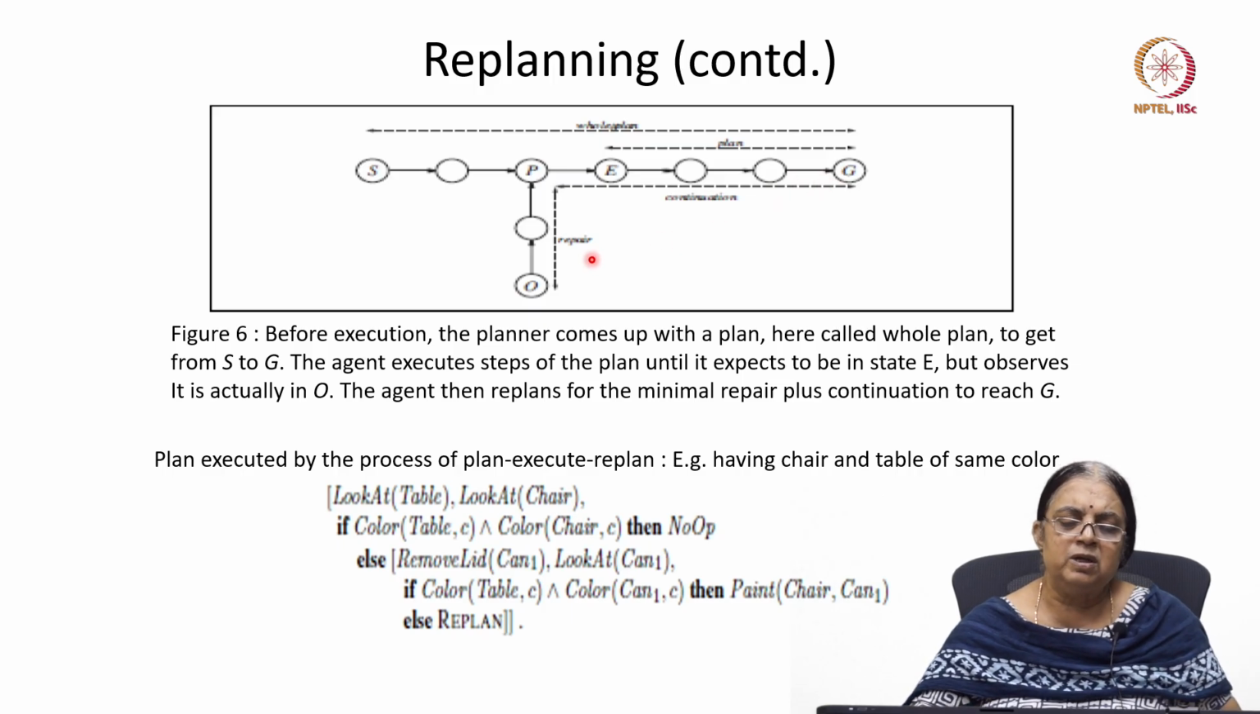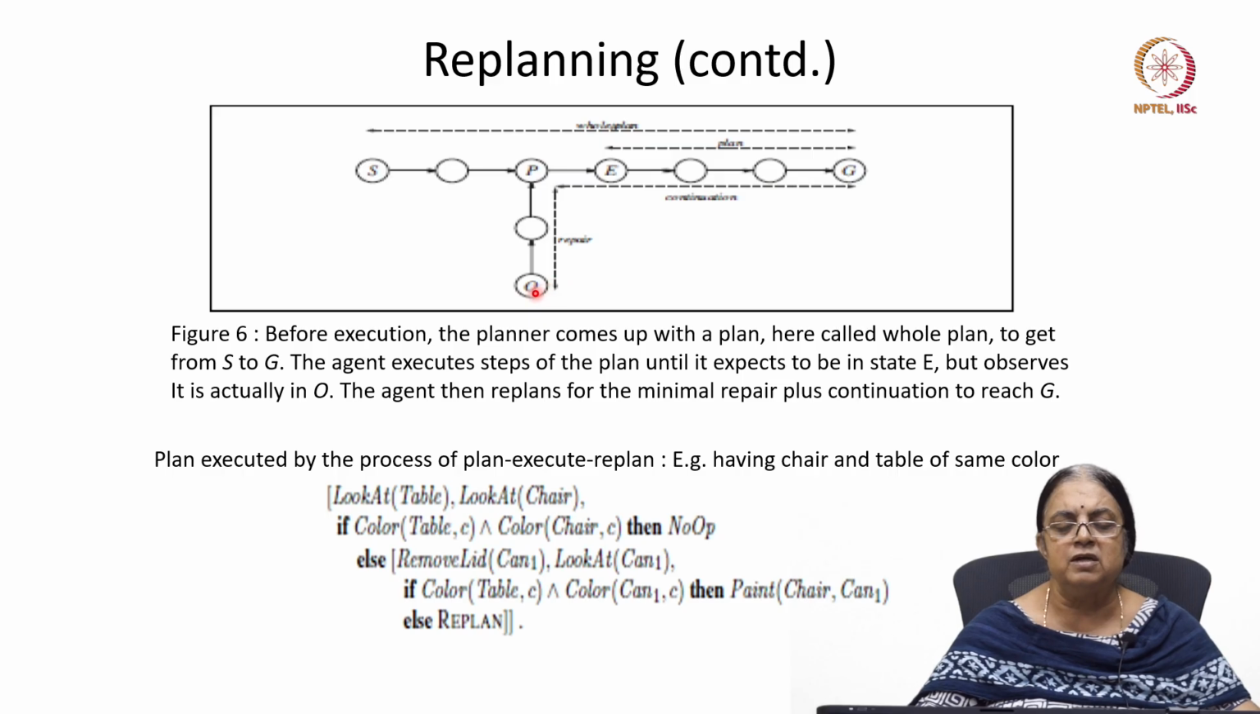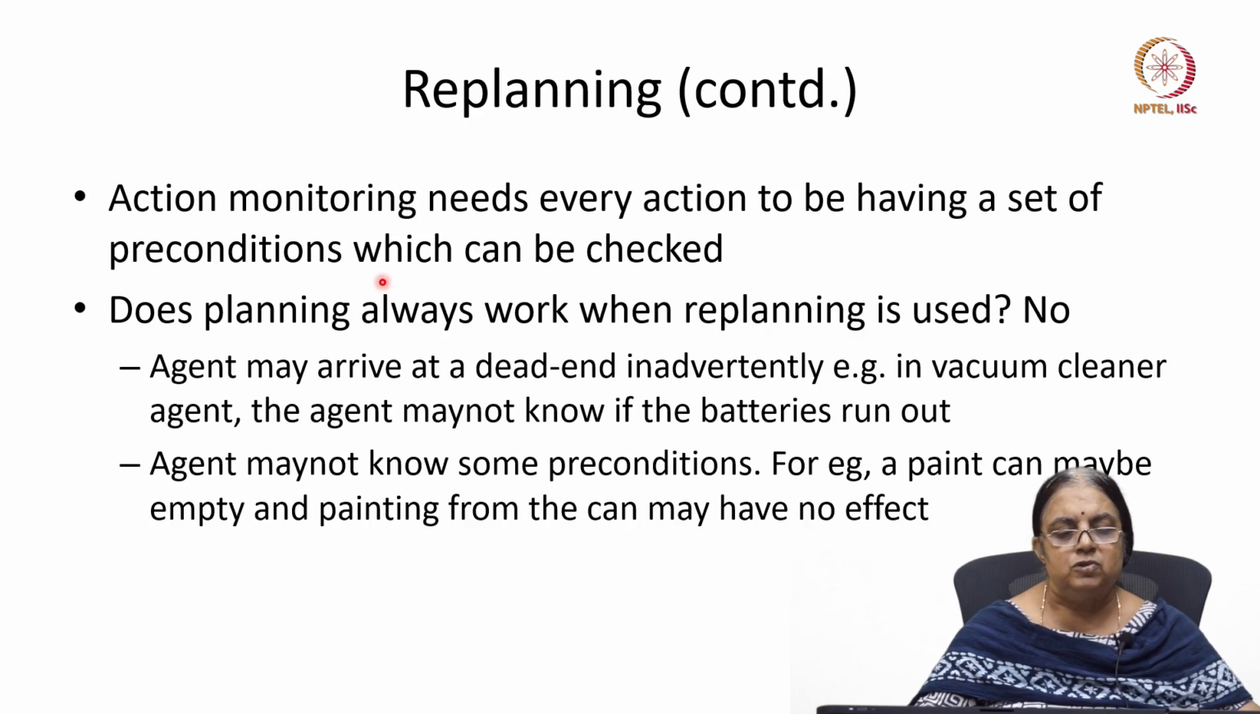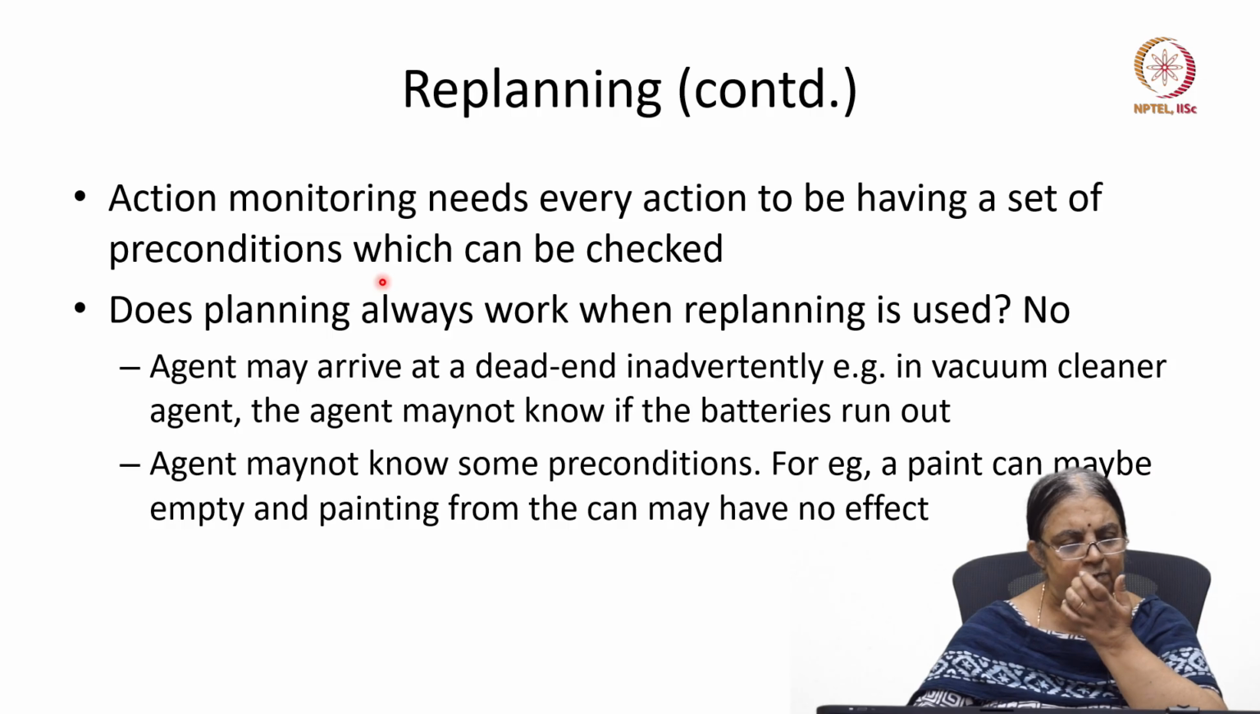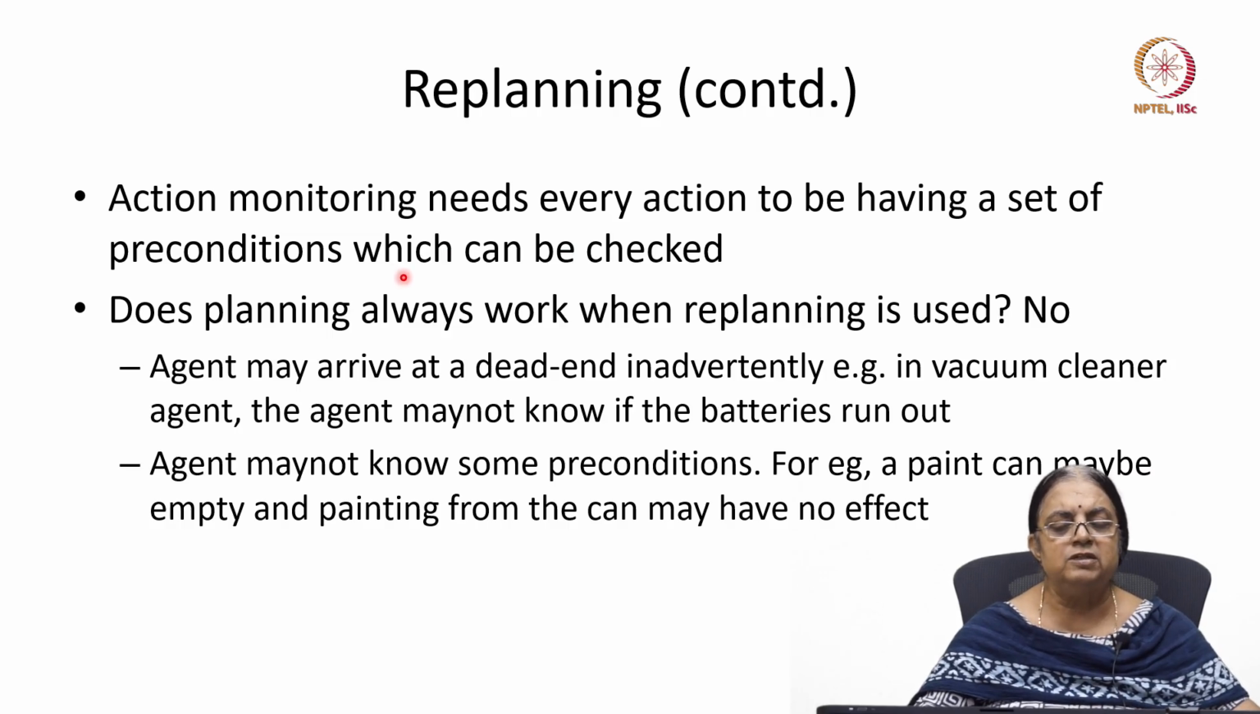Another way of doing this is just to say that your starting point is O and your ending point is G, and you replan the whole thing again. So you are getting a new plan to go from O to G, and you add that into the plan that you have got up to this point in time. So that's another way of replanning. So only those types of plans where every action has its preconditions given, you can use action monitoring.